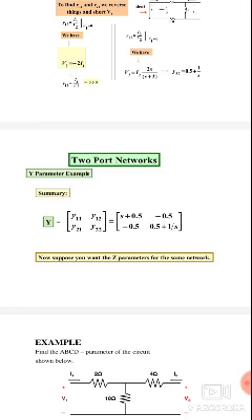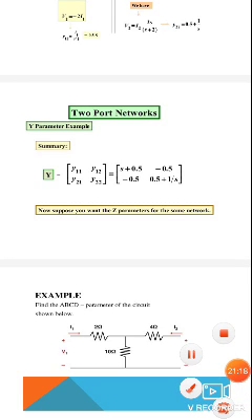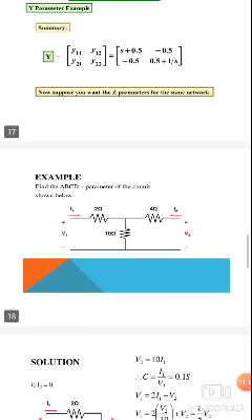Now suppose we want to find the Z parameters for the same network. Just interchanging: first open circuiting the output terminal, we can find Z11. Next Z12, open circuiting the input port, we can get the output values. First we open circuit the output, second time we open circuit the input port. Then only we can find the input and output values in Z parameters.